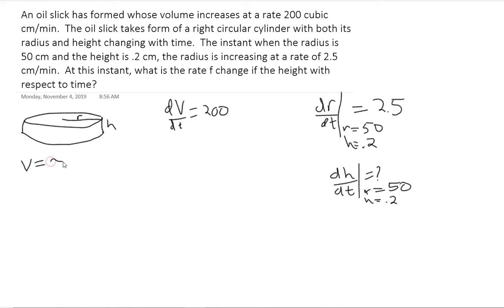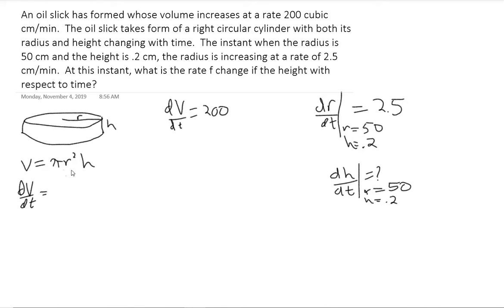The volume is just pi r squared times h. But if we read the question again, nowhere in there does it give us any information about volume. All we have is the rate at which volume changes, dV/dt. So we're going to go ahead and take the derivative of V with respect to t. We have to take the derivative of everything with respect to t.